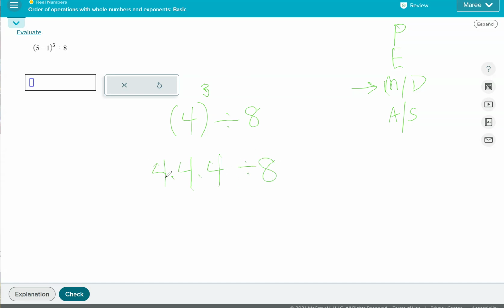So we still, because this is our exponent, we want to simplify this first. 4 times 4 is 16 times 4 is 64. When we divide that by 8, we get 8.